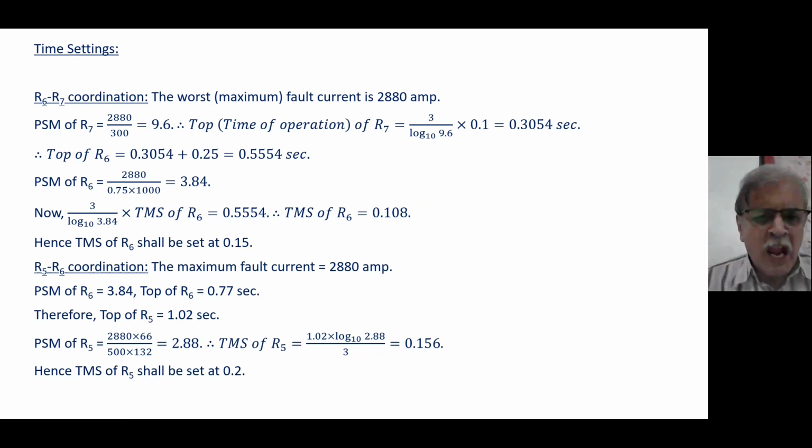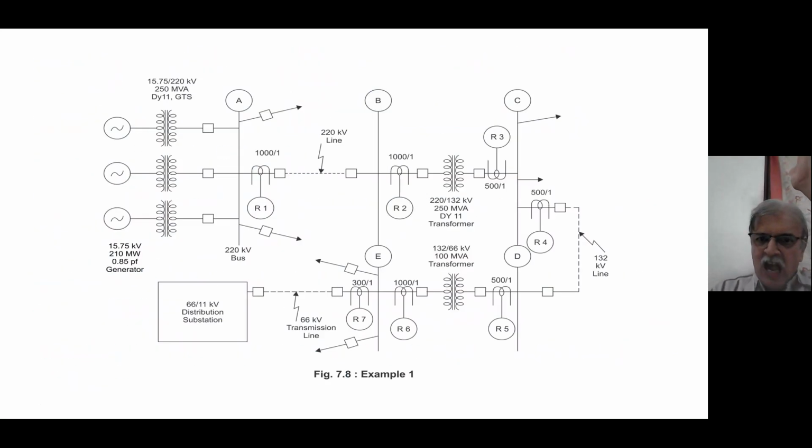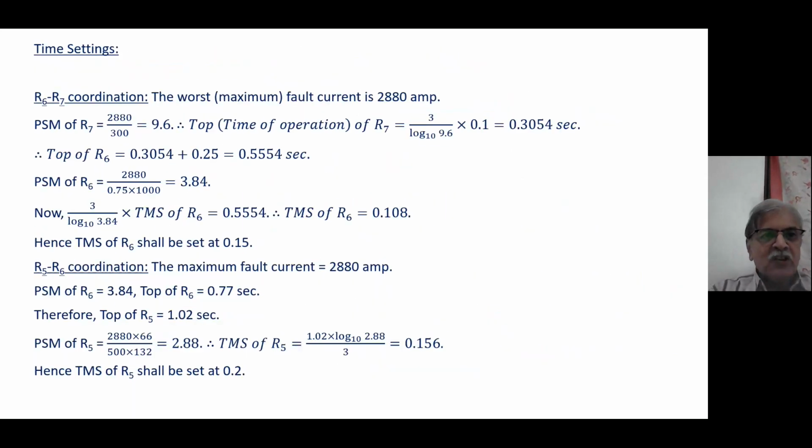Now same method is going to be there. R5, R6 coordination, my dear friend. R5, R6 also fault current is same at bus E. You can check up. Same 2880. R5, R6 coordination. Same 2880. I am calculating same current. PSM of R6, I have once again found out, which I had already found out 3.84, nothing new.